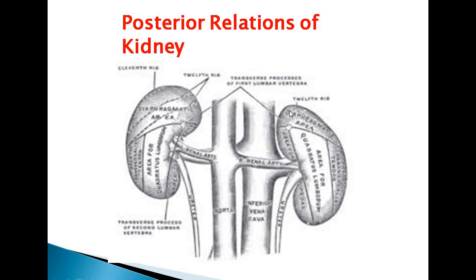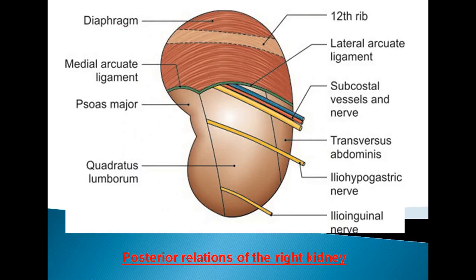The posterior relations of the right kidney are the 12th rib, and the diaphragm taking origin from the medial and lateral arcuate ligament. The 3 muscles, arranged from medial side to lateral side, are psoas major, quadratus lumborum and transversus abdominis muscle. Whereas on the left side, the posterior surface is related with the 11th and 12th rib and the rest of the features are the same. It is clearly seen in this view that this is the posterior surface of the right kidney, so it is related with the 12th rib only, whereas on the left side it is related with the 11th and the 12th rib.